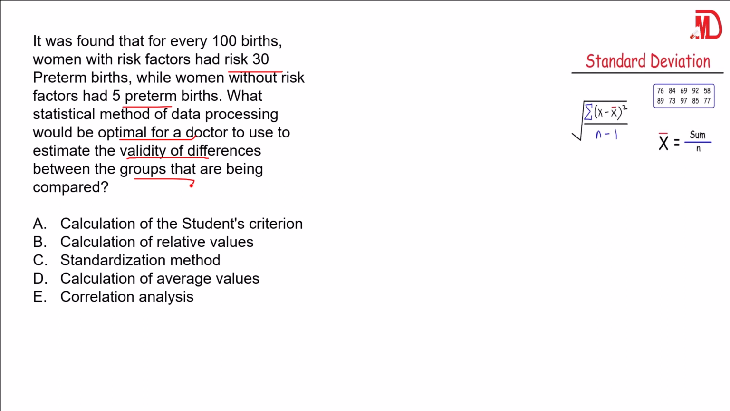So this is a standard deviation. When we talk about standard deviation, we're referring to a number that is used to tell how dispersed data is to the mean value. I repeat, it is used to determine how data is dispersed to a mean value. Now I've put some values over here: 76, 84, 69, 92, 58, and so on.